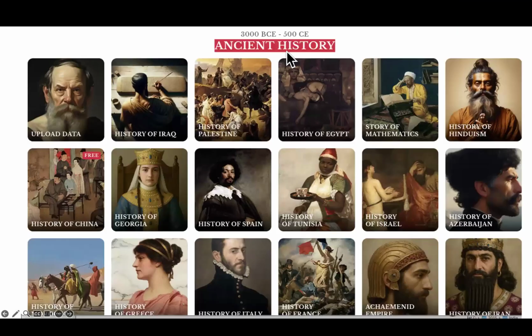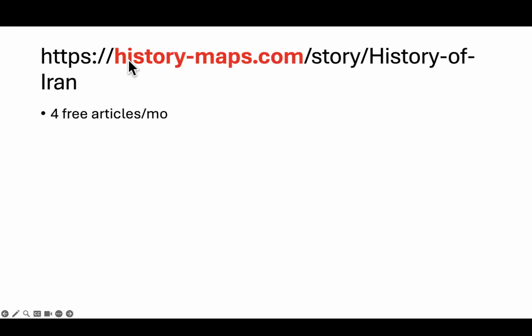So, a source recommendation. I stumbled on this. This is a fabulous source for graphics. If any of you want to do a session, you might look at this. It makes it very easy. And here's the name: history-maps.com. I've drawn a few things from that. It's subscription, but they'll give you 4 free articles a month.